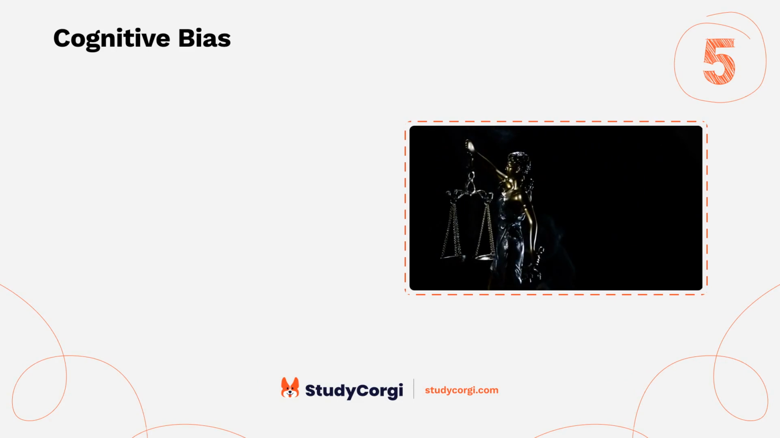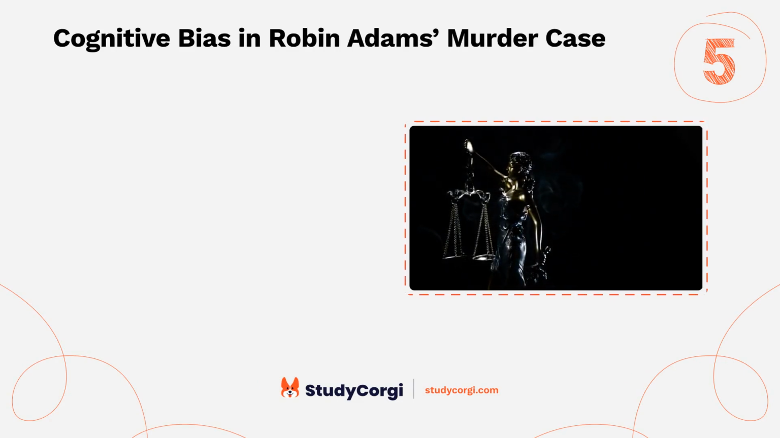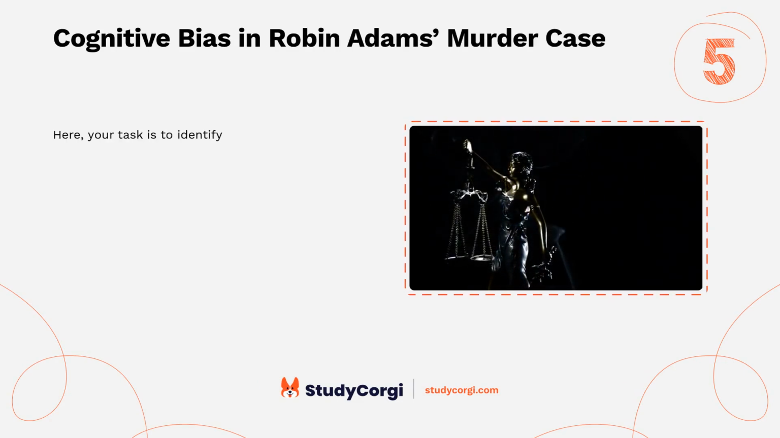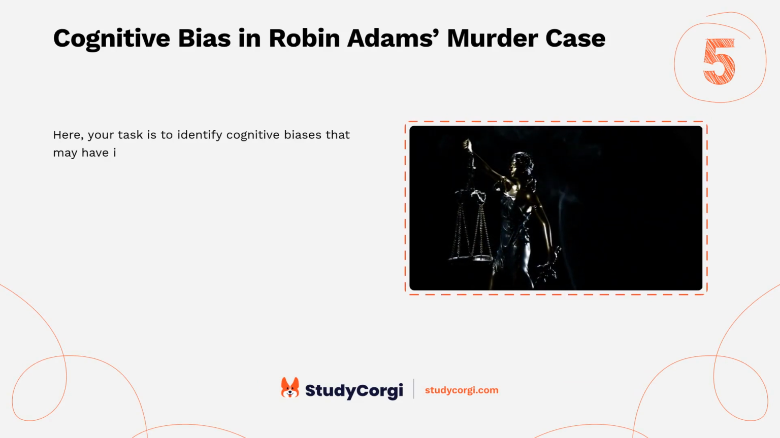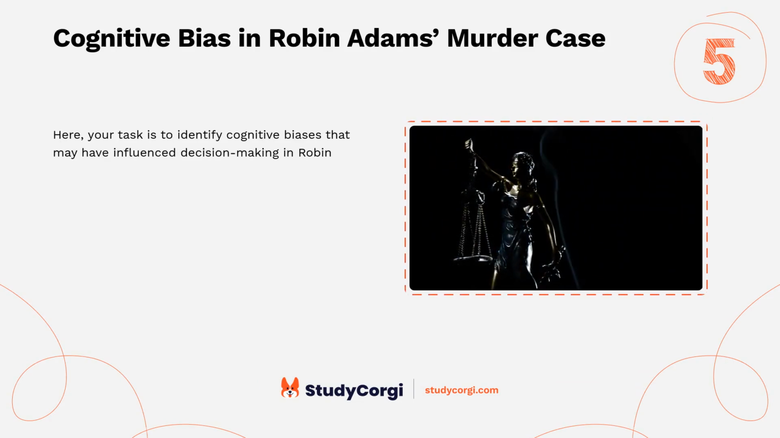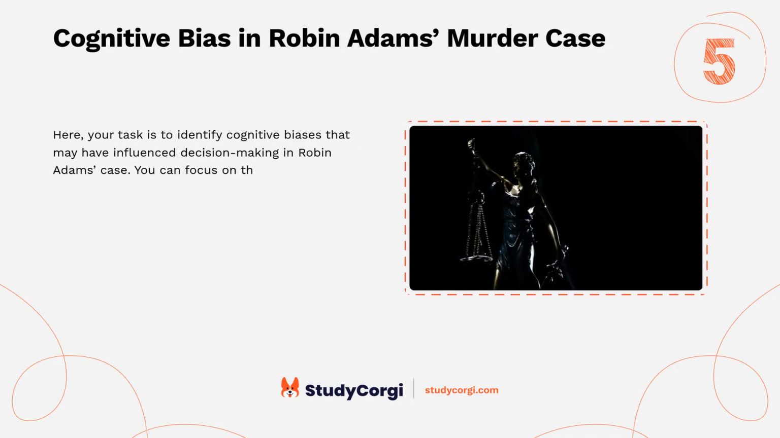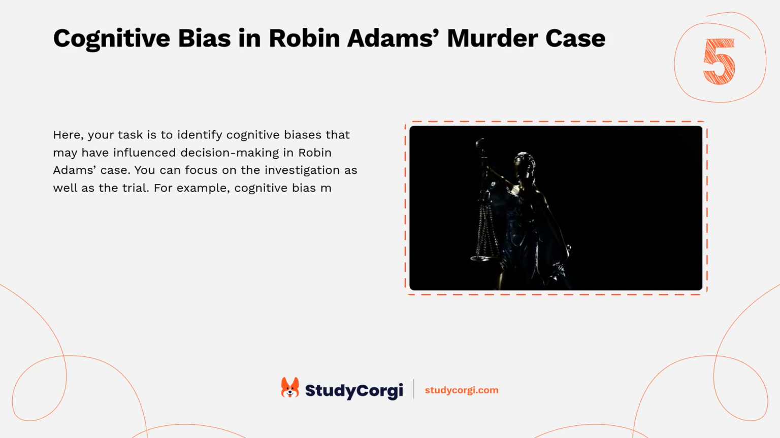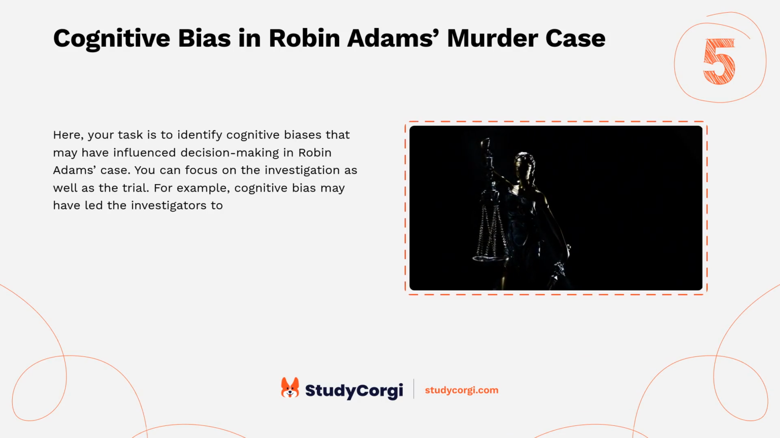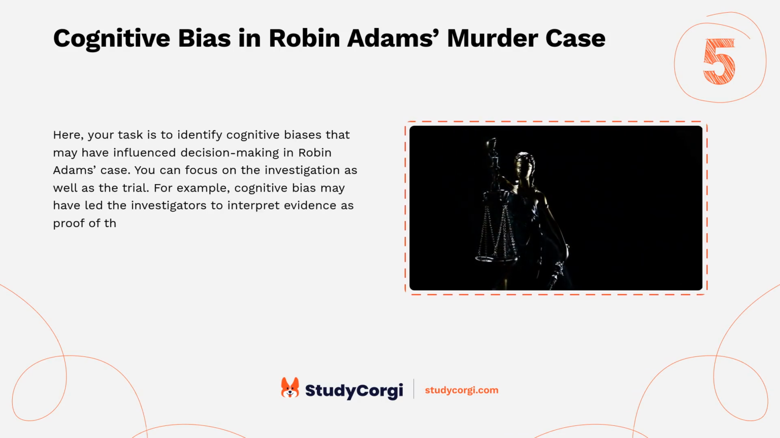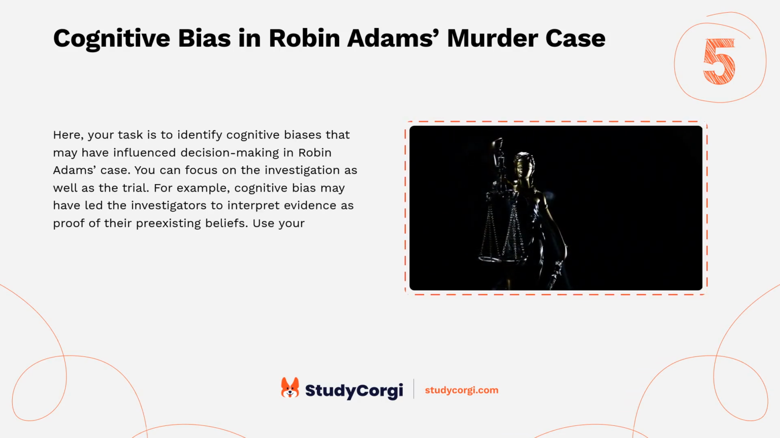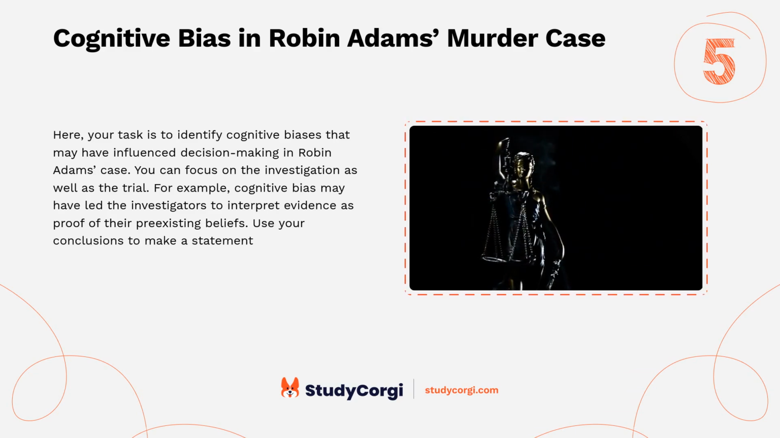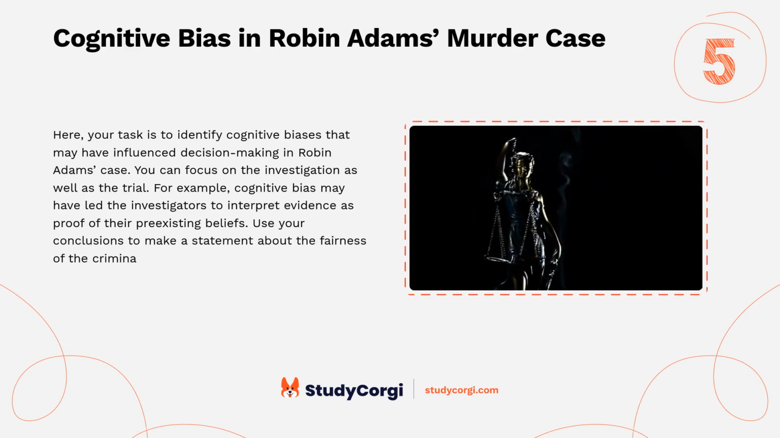Cognitive bias in Robin Adams' murder case. Here, your task is to identify cognitive biases that may have influenced decision-making in Robin Adams' case. You can focus on the investigation as well as the trial. For example, cognitive bias may have led the investigators to interpret evidence as proof of their pre-existing beliefs. Use your conclusions to make a statement about the fairness of the criminal justice system.